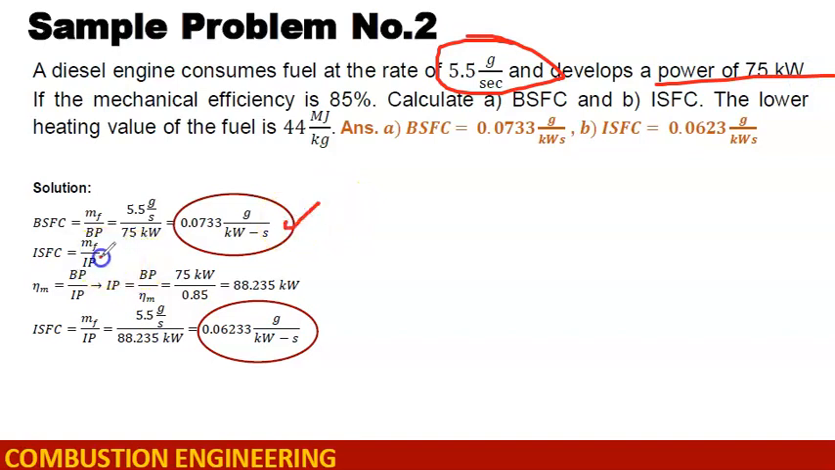For ISFC, we are not yet given IP, but we can calculate it using the relationship in terms of mechanical efficiency, which is also given. Rearranging that and solving for IP, IP is 88.235 kilowatts. And finally, our ISFC is mass of the fuel divided by IP. So our ISFC is 0.06233 grams per kilowatt-second.